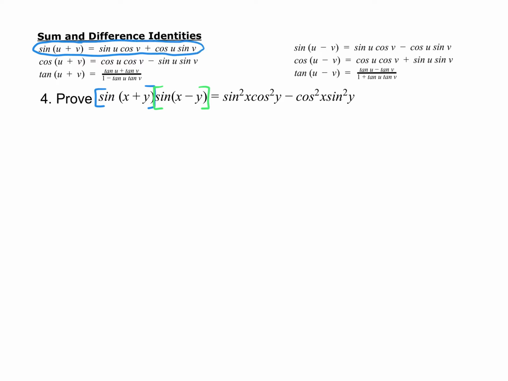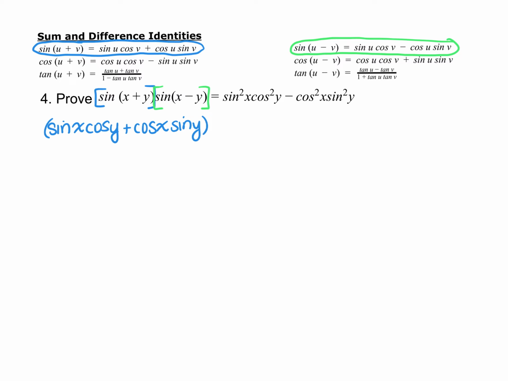Now the only difference is instead of u and v, I'm going to write x and y. Sine of x minus y, that's just this. And once again, the only difference is instead of u and v, I'm going to write x and y. So let's start with sine of x plus y. On the right side of that identity, I'm rewriting it this way now. So instead of u and v, I put x and y. So I'm going to have sine of x times cosine of y plus cosine of x times sine of y.